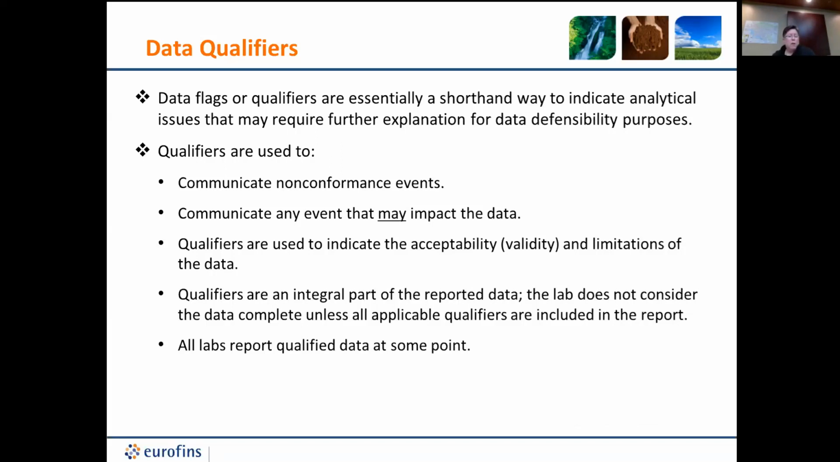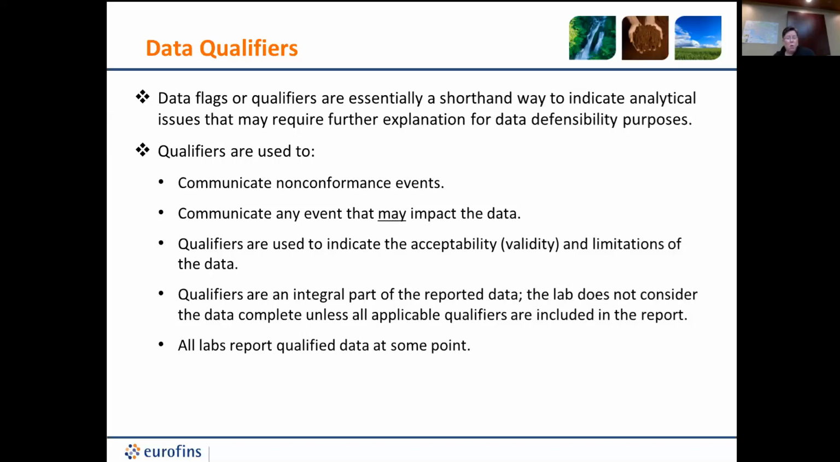On your report, you might also see what we call data qualifiers. They're these little letters and numbers and symbols that are basically a shorthand way to indicate if there's a potential analytical issue. When it comes to data defensibility, you want to know what's right and you want to know what's wrong. You just don't want to hear one side of the story. So labs will use qualifiers in the report to give you a heads up. Anything that can impact the data, we're supposed to tell you about.